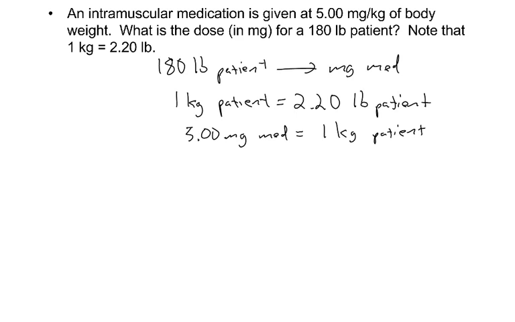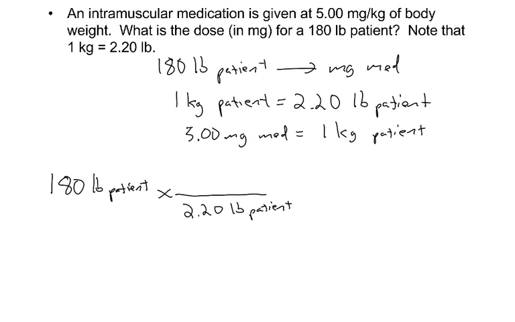Now I need to go from pounds of patient to milligrams of medication. Pounds of patient will get me into kilograms of patient, and then kilograms of patient will get me into milligrams of medication. So I'll start with my 180-pound patient, which is what I was given. When I look at my conversion factors, here's the only instance of pounds of patient, so I'll have my 2.20 pounds of patient equivalent to 1 kilogram of the patient. I've used this one, so I can cross it out.